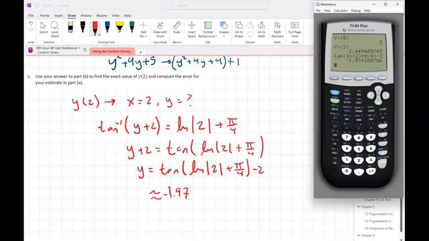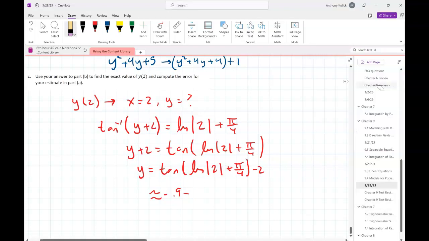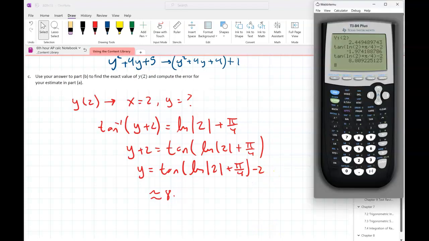Oh, you know what? What mode am I in? Degree. What mode should I be in? Yeah, thank you. That makes a heck of a lot more sense. There's your 808. Sorry. 808 or 880? 880.